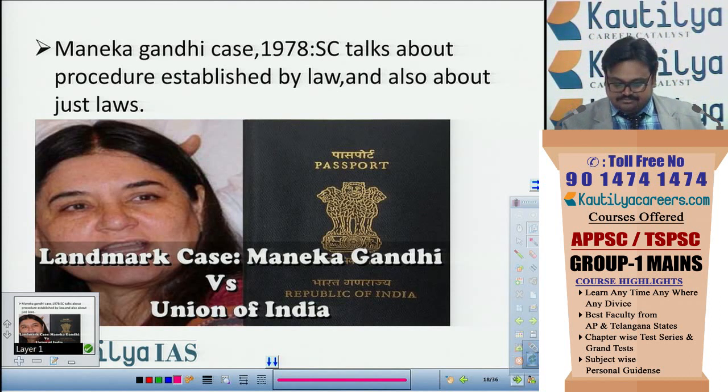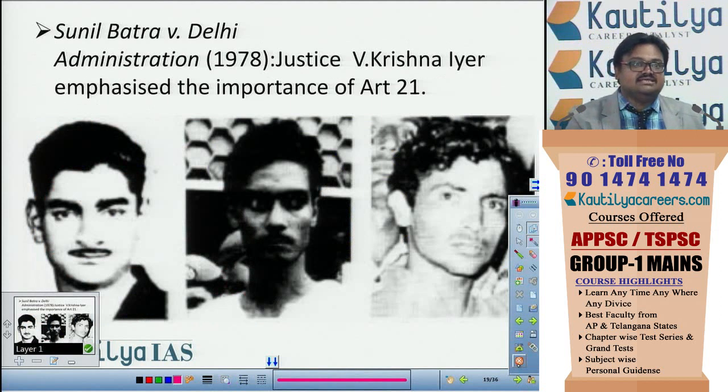Okay, next. He also quotes another case, Sunil Batra versus Delhi Administration. This is a 1978 case where Justice V. Krishna Iyer has emphasized the importance of Article 21. So therefore, according to the author, Article 21 is more important than this Triple Talaq Act. So these are the 2 cases that he has talked about.